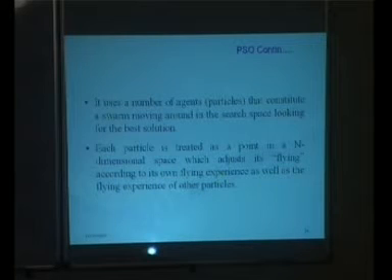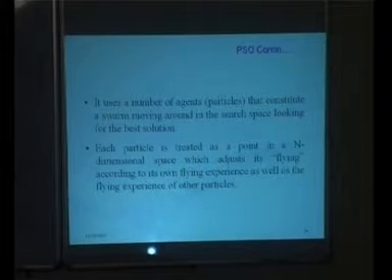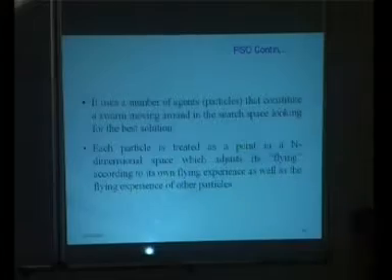So now what happens? Here, see the analogy. Once you remember the analogy, it is not very difficult to remember GA or PSO.